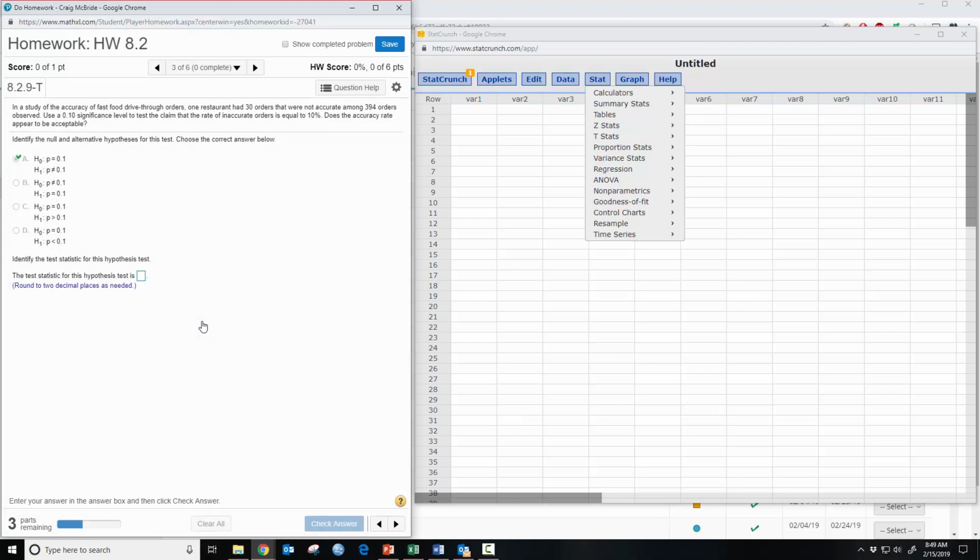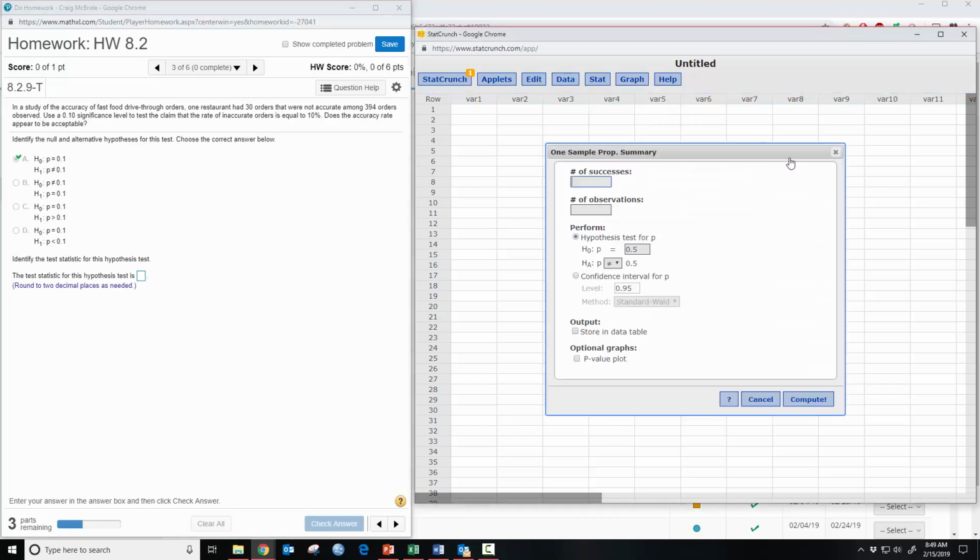Now, if we want to actually run it, we're going to do proportion stats, one sample, and we don't have data, we have a summary. Okay, so number of successes. One restaurant had 30 orders that were not accurate among 394 orders observed. Now, what are we testing for? We're testing that the rate of inaccurate orders is equal to 10%. You see how inaccurate is the thing we're testing for, so that is our success.